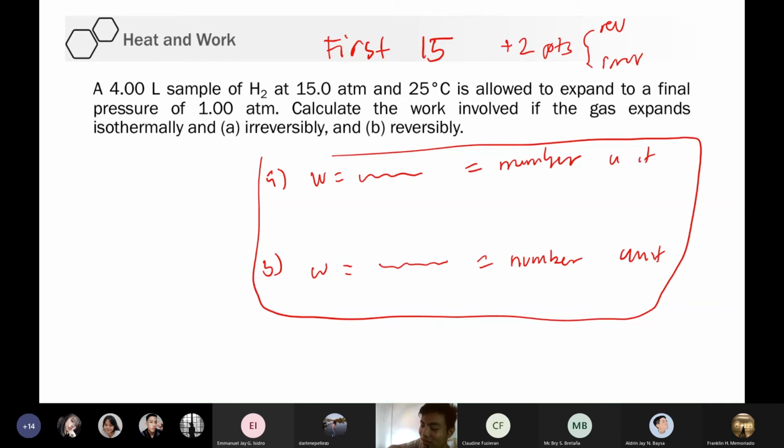Anong equation gagamitin? Expansion yan. So basically, just follow the equation I have written earlier. Okay. So same lang din sa ginawa ko kanina.